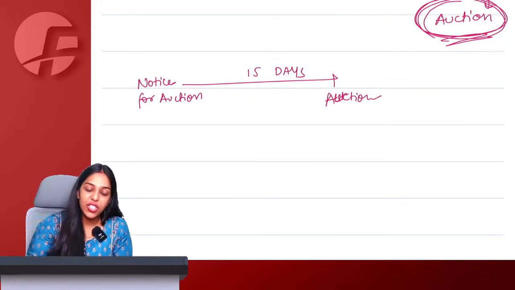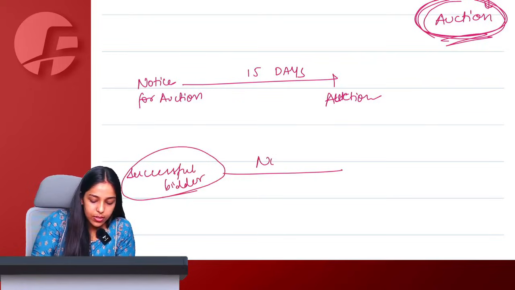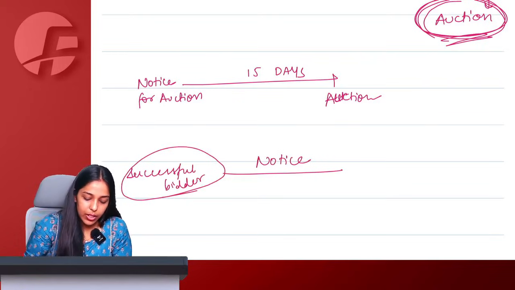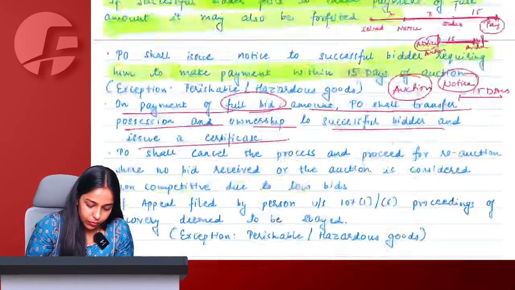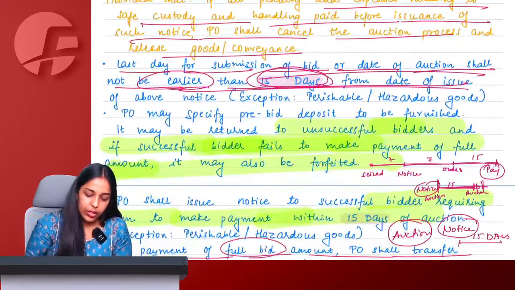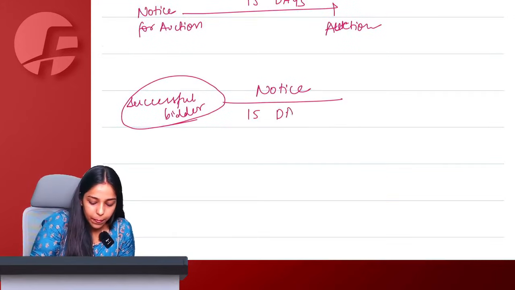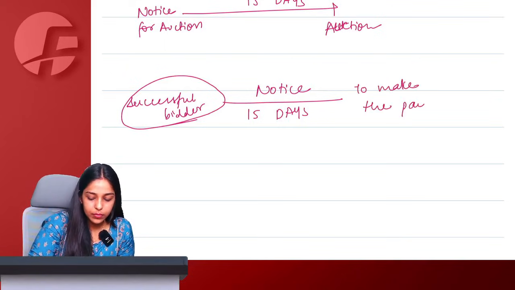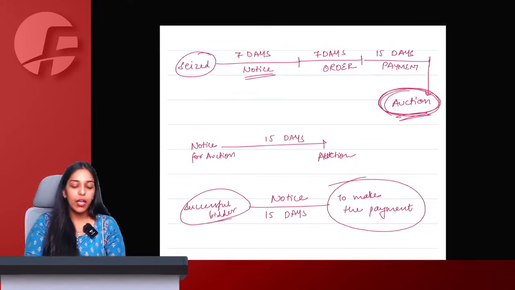Now the auction is conducted. Here we have the successful bidder, who will be given notice to make payment within 7 days or 15 days. I guess it was 15 days only. Yes, so now we give the notice to the bidder for 15 days to make the final payment. If not made, his pre-bid deposit can be forfeited.